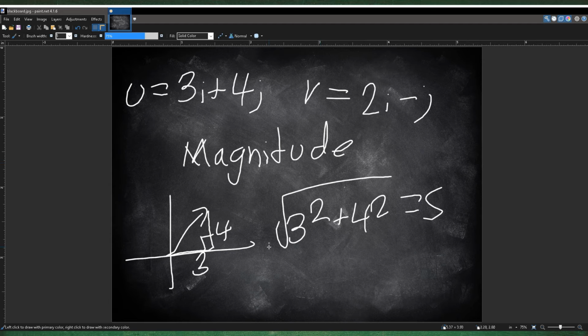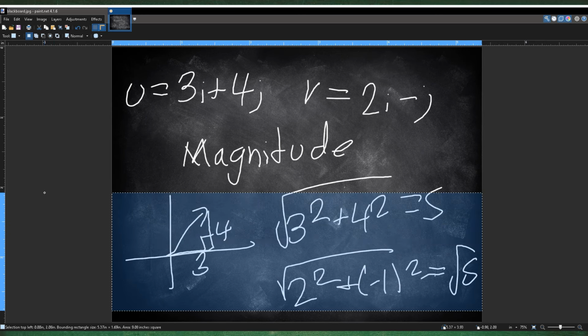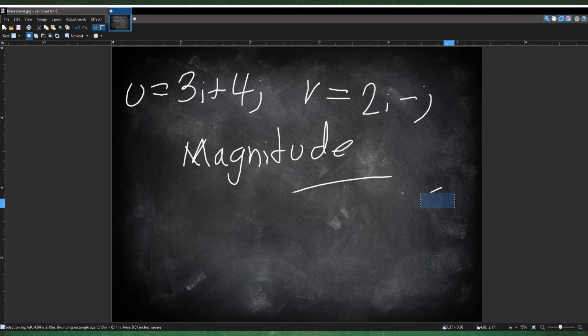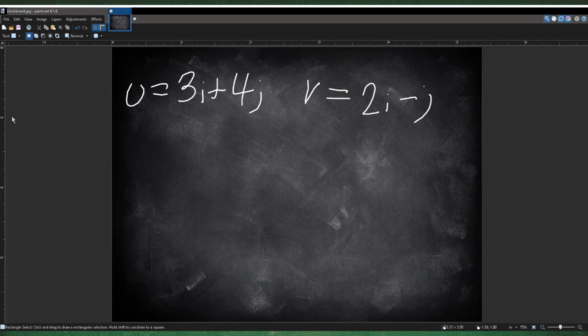Same concept works for v. So you have 2 squared plus -1 squared. So that's 4 plus 1, which equals square root 5. You might just want to leave these as radicals. If you have a number that's in a radical, just leave it as a radical. It's usually better to be more precise than actually using decimals. Unless the question asks you to leave it in some kind of decimal, then you should probably just do that. It depends on what the question usually asks. I usually just leave it in a radical.